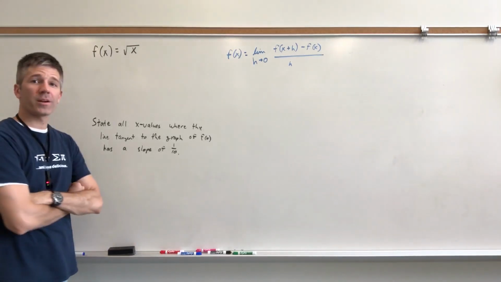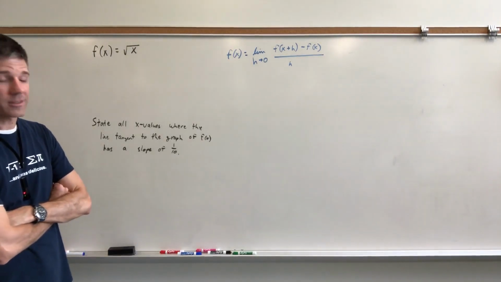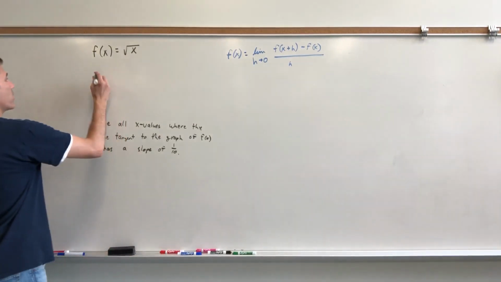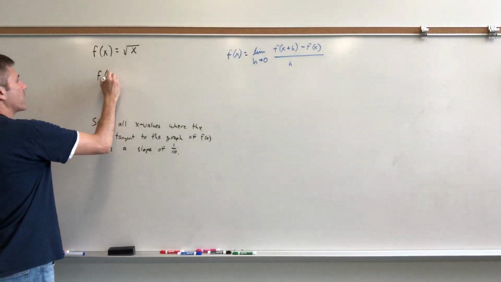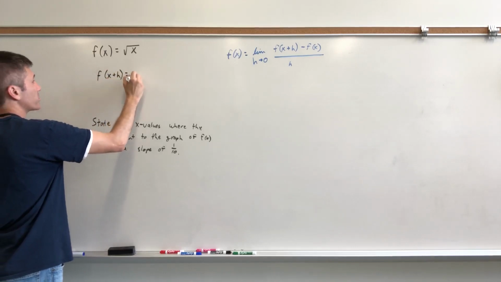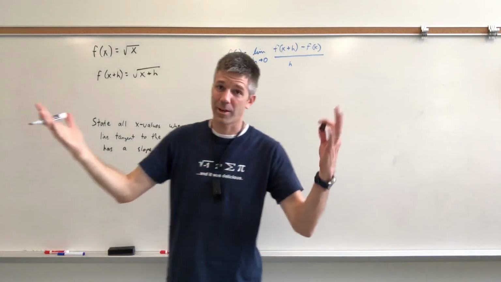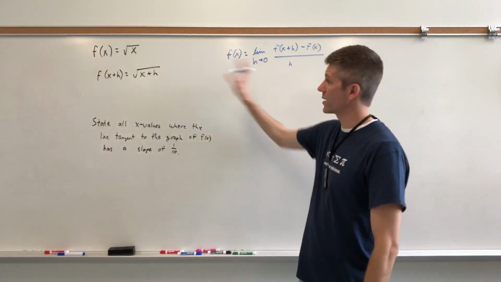Okay, here we go. We are going to find the derivative of the square root of x. We're going to do the same process we did on the others. So let's start by finding f of x plus h, which is really the square root of x plus h. There's no simplifying we can do there. That's it. It's going to get sloppy over here, but not over here.